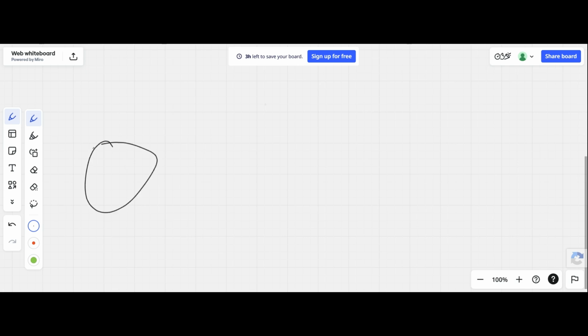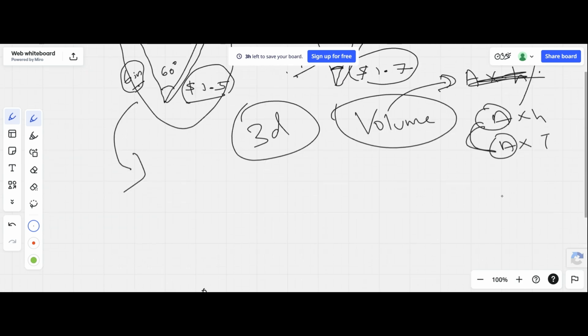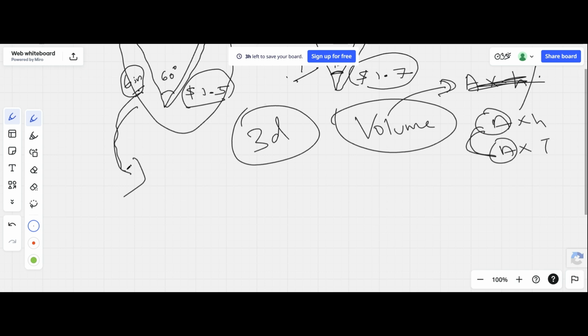If you draw a circle, the area of a circle is pi r squared. A circle is 360 degrees, so for 360 degrees, the area is pi r squared. So the area of a sector, for example if you take this angle as theta, is theta by 360 into pi r squared. Now take this particular slice. It is 60 degrees, divided by 360, into pi r squared.